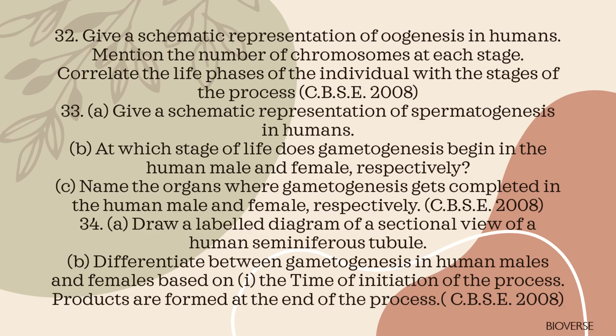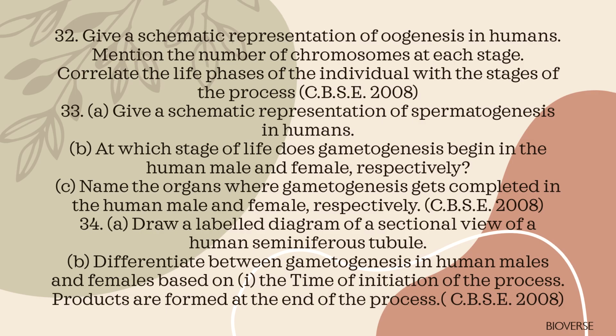Correlation with life phases. Fetal life, formation of oogonia and primary oocytes. Puberty to menopause, growth of follicles and ovulation of secondary oocytes. Fertilization, formation of ovum. Question 34. A. Draw a labeled diagram of a sectional view of a human seminiferous tubule. B. Differentiate between gametogenesis in human males and females based on the time of initiation and products formed.